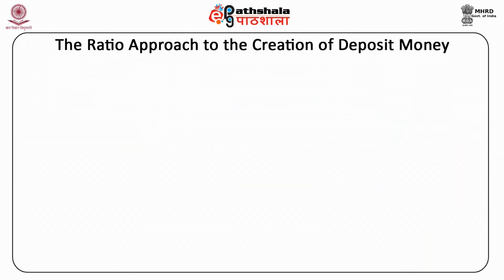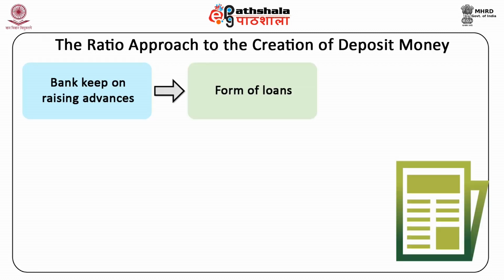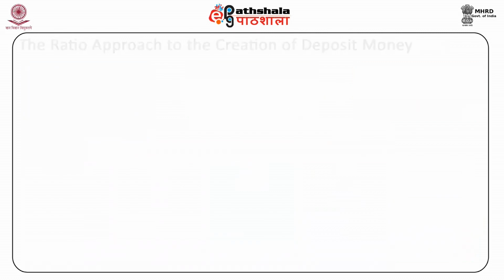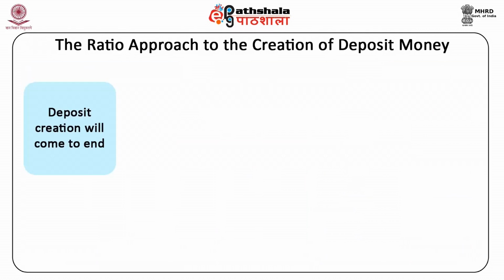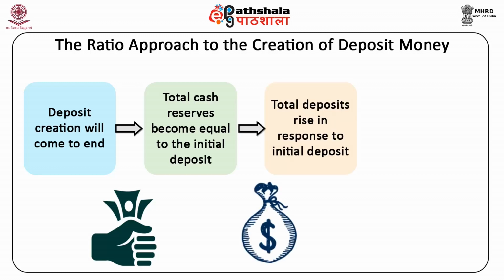In the subsequent rounds, it can keep on raising its advances in the form of loans until it exhausts all the excess reserves. In all the next rounds, the balance sheet of this bank will be as shown in the given table. This process of deposit creation will come to an end when total cash reserves become equal to the initial deposit. But an important question is by how much total deposits rise in response to the initial deposit.